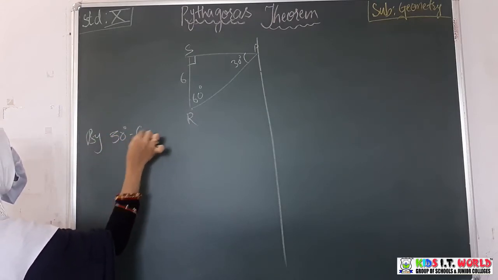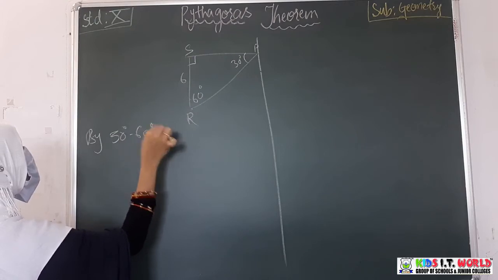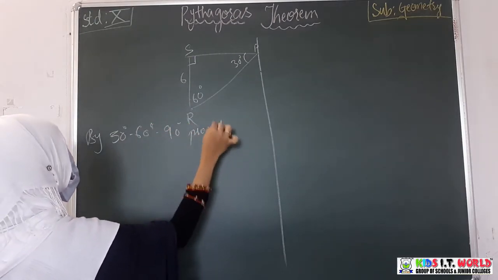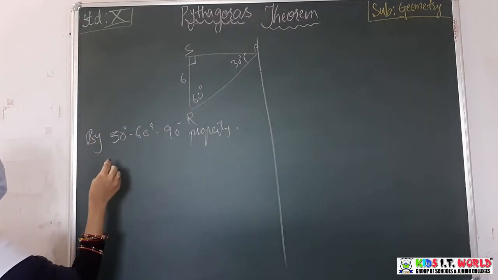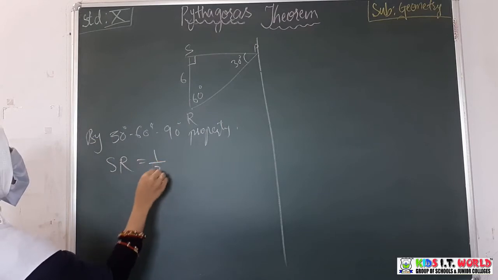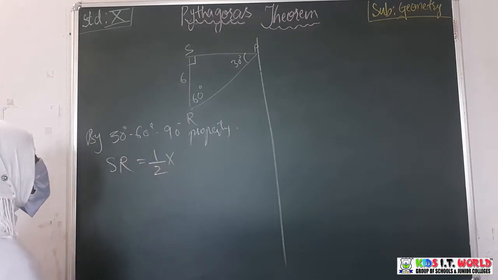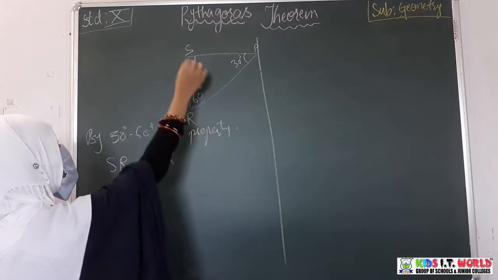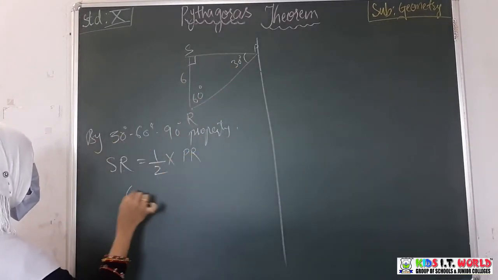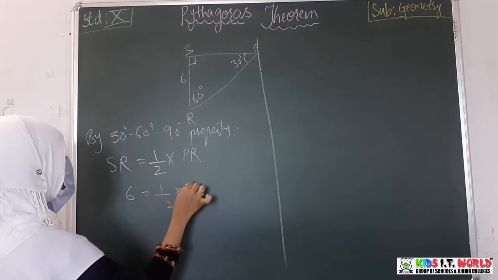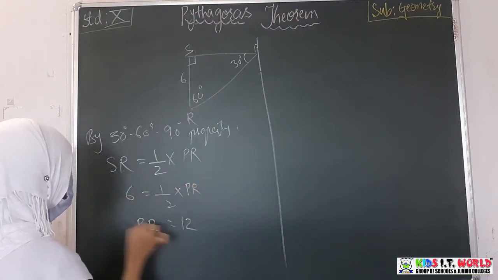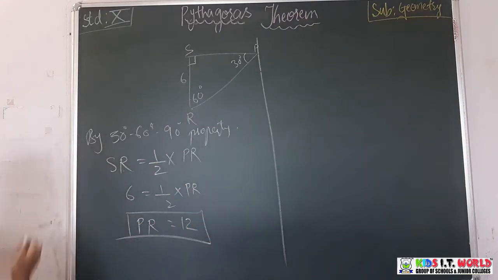We have the side opposite the 30 degree angle given, so we use the 30-60-90 property. The side opposite 30 degrees, SR, is equal to half of the hypotenuse. What is the hypotenuse here? Opposite of 90, that is PR. SR given is 6, equal to 1 by 2 into PR. So PR is equal to 12.